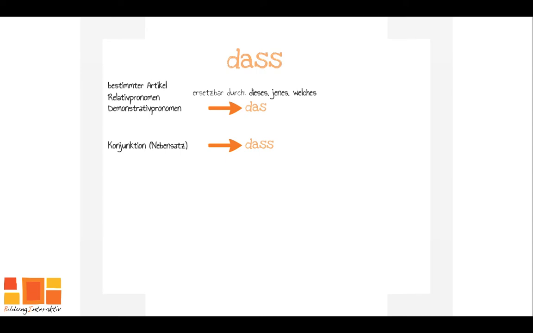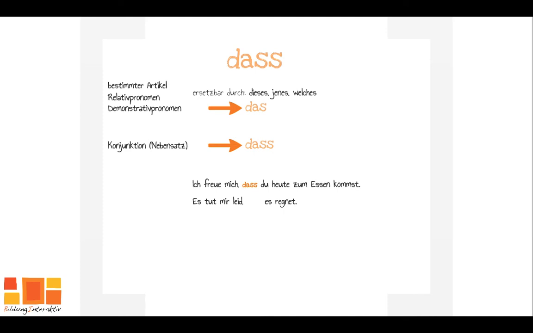So, let me give you some examples. Ich freue mich, dass du heute zum Essen kommst. Dieses du heute zum Essen kommst, jenes du heute zum Essen kommst, or welches du heute zum Essen kommst, that doesn't sound right. Therefore, it has to be this conjunction which starts the subordinate clause, dass du heute zum Essen kommst.